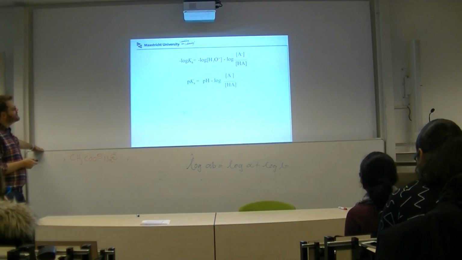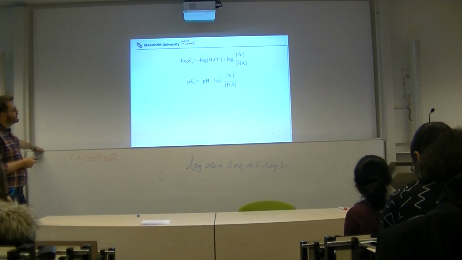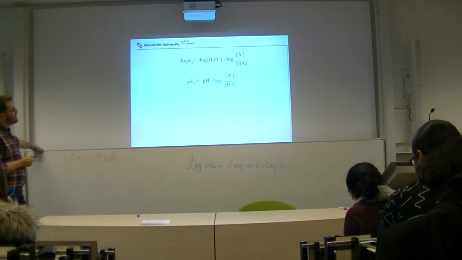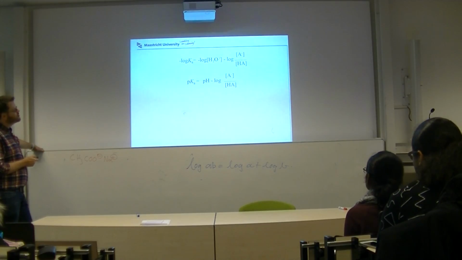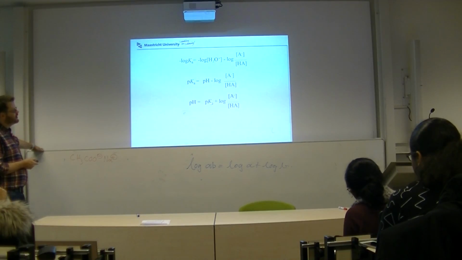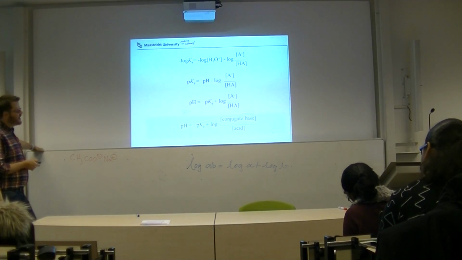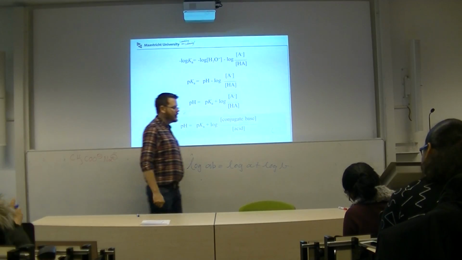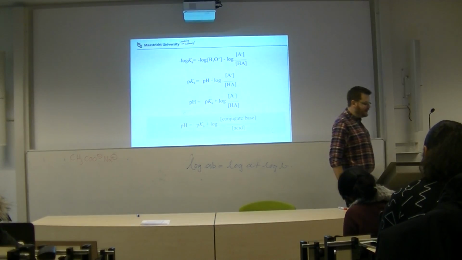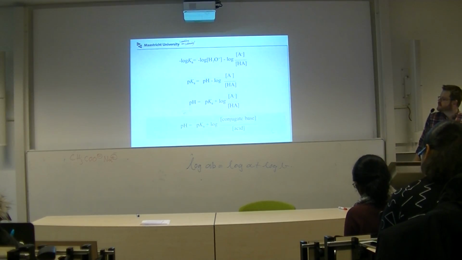And basically, I rearrange this equation, and I end up with this expression over here. So negative log Ka is pKa per definition, and negative log H3O plus is pH. And basically, if I rewrite that equation, I get pH equals pKa plus log A minus over HA. And that is the Henderson-Hasselbalch equation. All right? Very simple, simply derived from the definition of a weak acid dissociating.